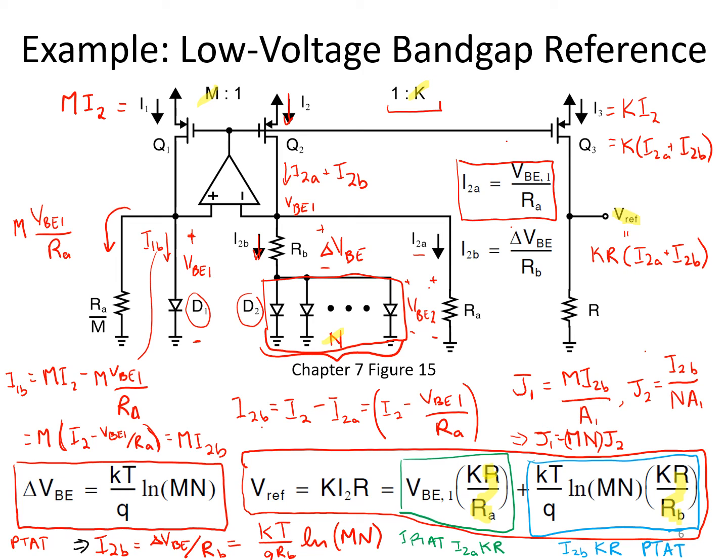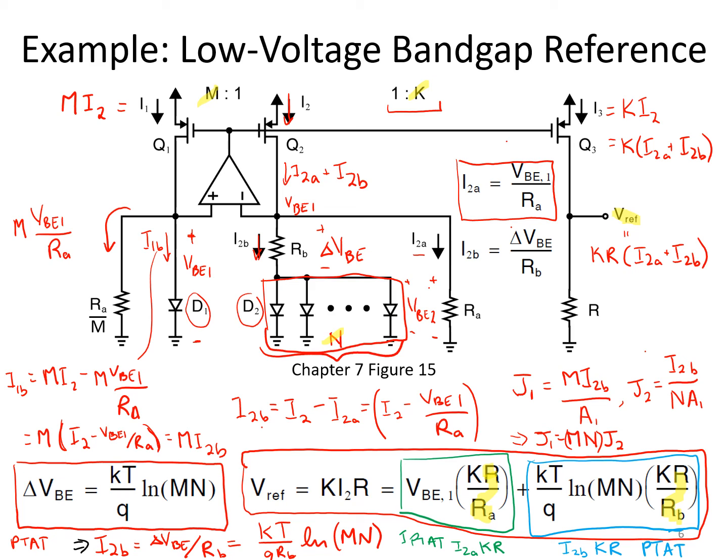The other freedoms we have are to choose the absolute current levels flowing here. I mean, we can create the circuit so that the currents I1 and I2 are tens of microamps or hundreds of microamps, just depending on how we scale all the resistor values together, and transistor sizes. So there we have a trade-off. More current will mean more power consumption, but may mean less noise.